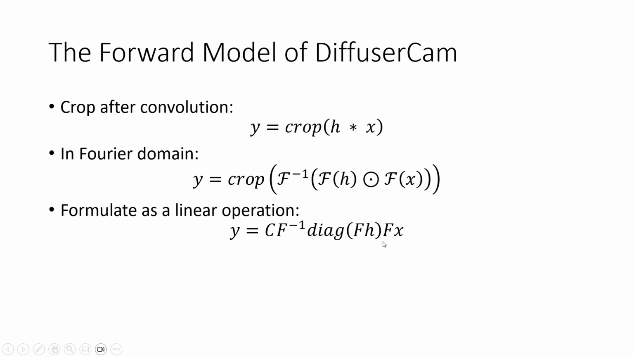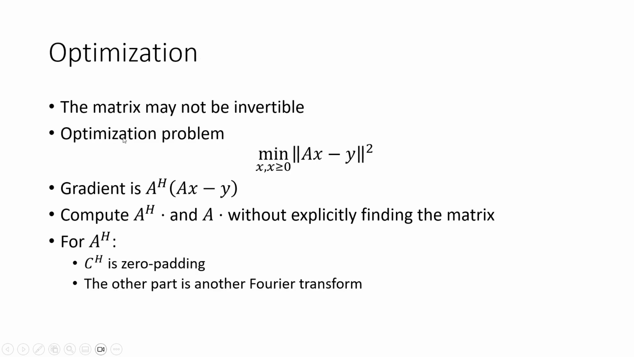a linear operation. And now we would combine all these coefficients as A, and then formulate an optimization problem because it might not be invertible. We cannot solve this directly by deconvolution because of the cropping, but its gradient is simply A Hermitian times (Ax minus y).